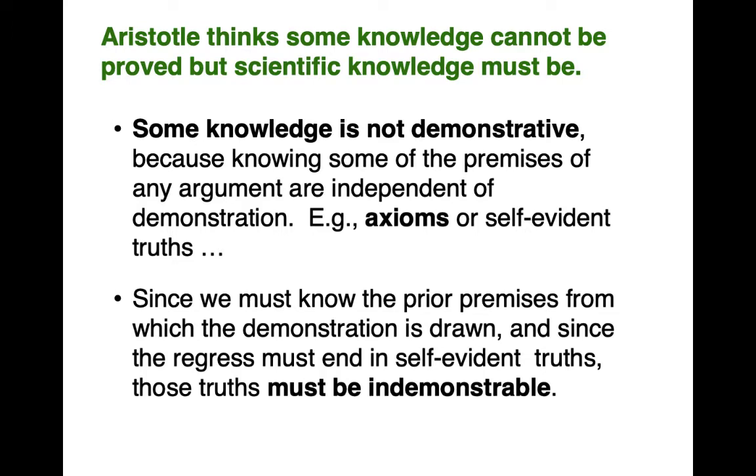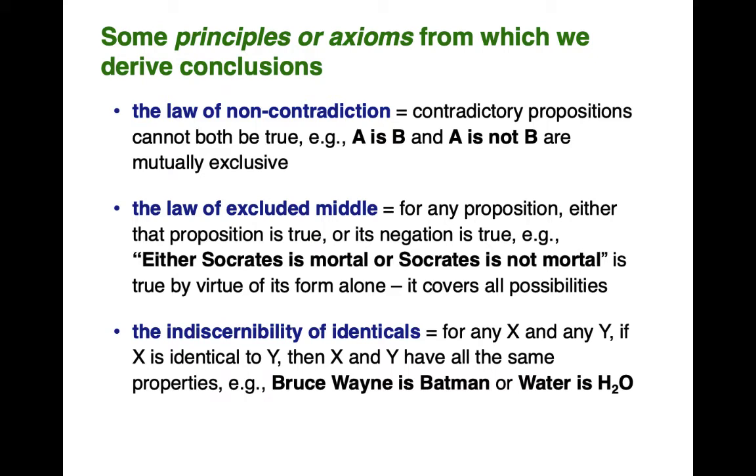Since we must know the prior premises from which the demonstration is drawn, and since the regress must end in self-evident truths, those truths must be indemonstrable. Some principles or axioms from which we derive conclusions. Here are three. The law of non-contradiction, sometimes also called the law of contradiction. This is the idea that contradictory propositions cannot both be true. For example, A is B and A is not B are mutually exclusive. They contradict each other. I mentioned this sort of contradiction when I discussed the notion of truth.